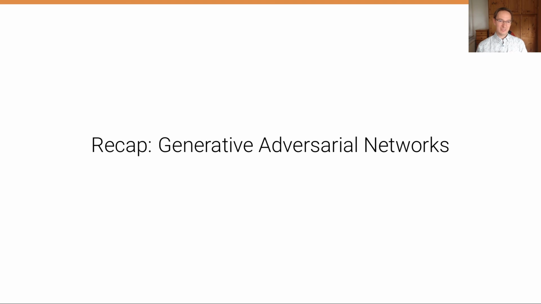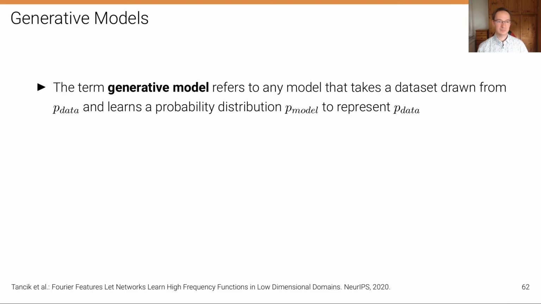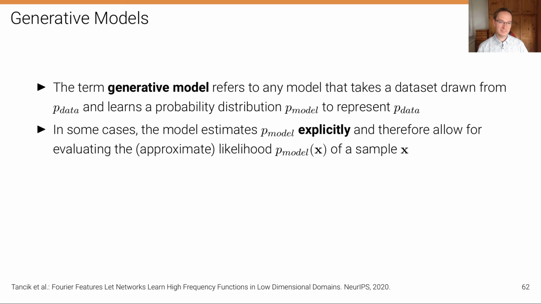Before we start, let's quickly recap generative adversarial networks. These are slides from the deep learning lecture that you should already be familiar with. The term generative model refers to any model that takes a dataset drawn from a data distribution P data and learns a probability distribution P model to represent that data distribution. In some cases, the model estimates P model explicitly and therefore allows for evaluating the approximate likelihood P model of x of a sample x.